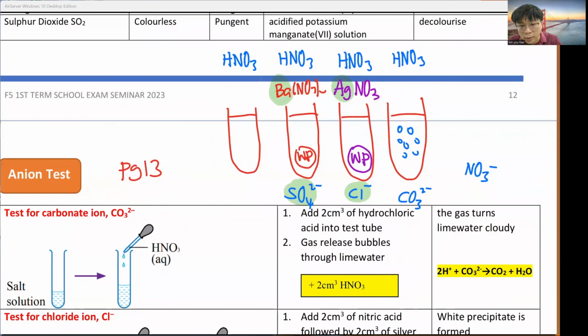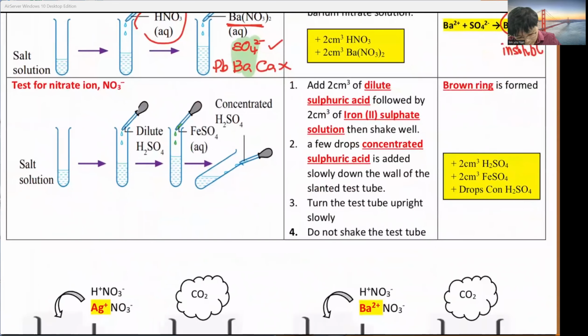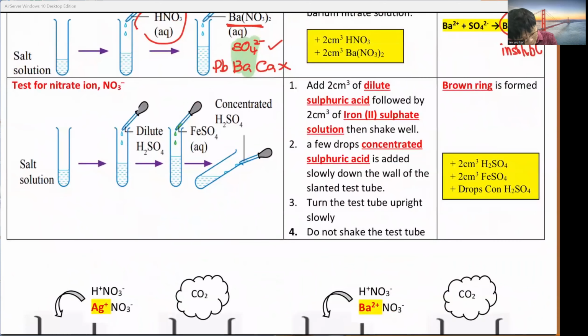Okay, now the last one, nitrate, is very hard to test because nitrate is always soluble. All nitrates are soluble, always soluble. So in this case, we have to use a special test. This special test, I wrote down here for you already. You can memorize this one. This one is the one that keeps coming out. Nitrate tests always come out in the exam.